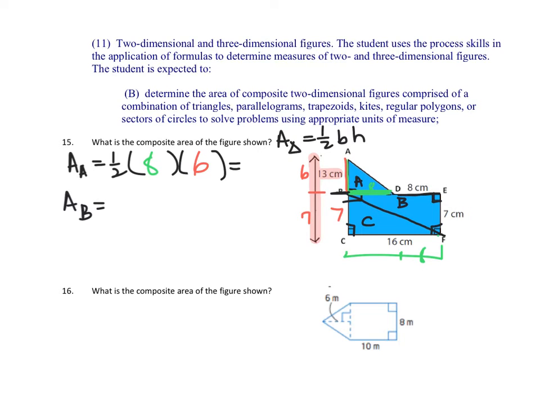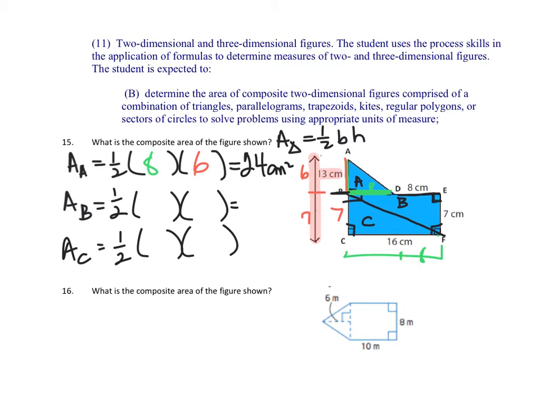So 1/2 times 8 is 4, times 6 is 24. And we're with centimeters squared. Remember, you do not square the number, only the units. Okay, and then now my second triangle is 1/2 base times height. And then my third triangle is also going to be 1/2 base times height. But they're going to be exactly the same because they're 2 parts of a rectangle.